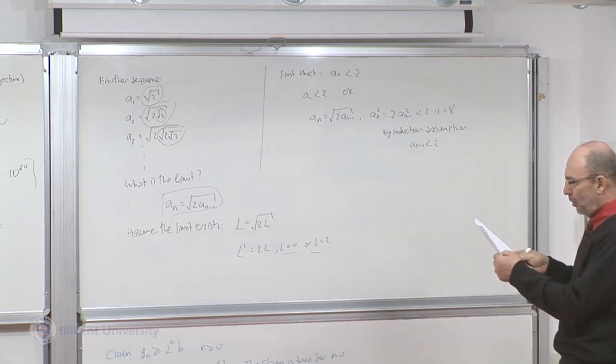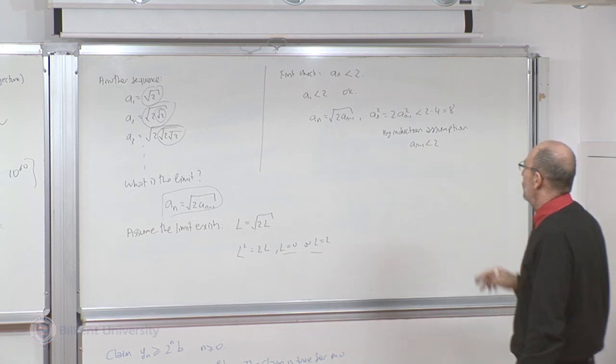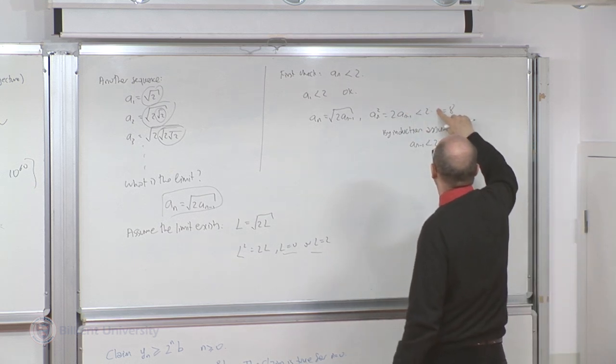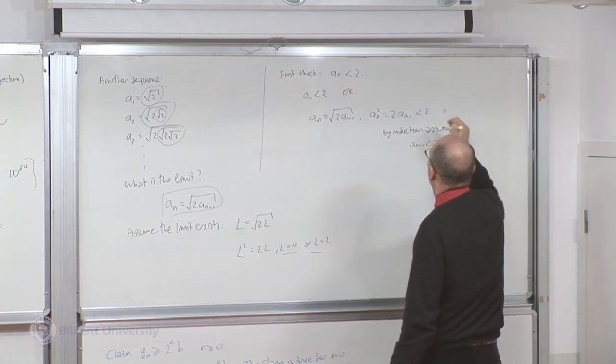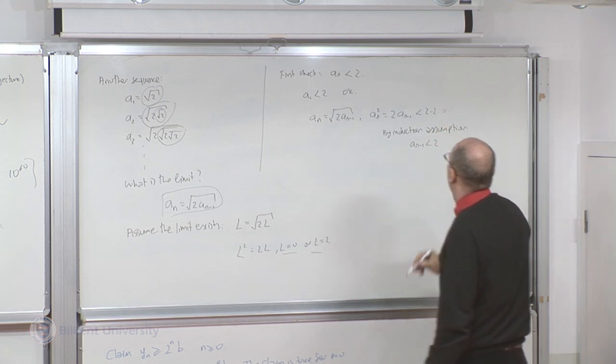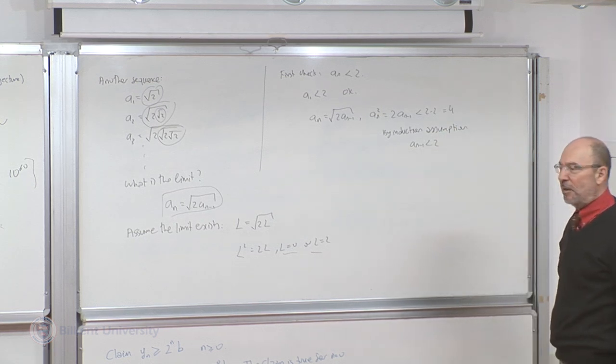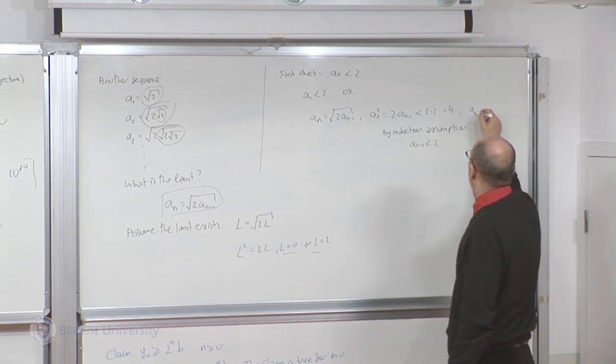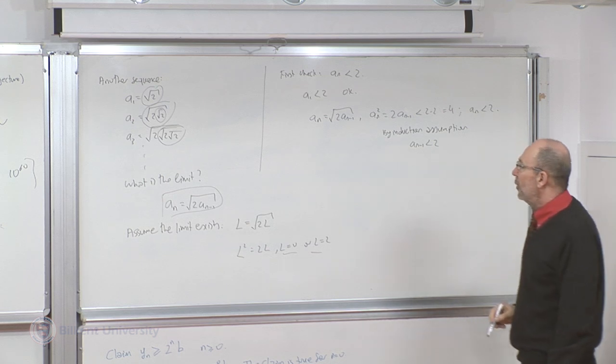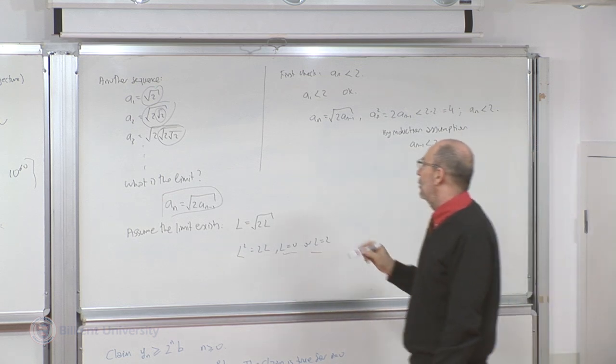So what did I get here? No, not square. Yes, you're right. So this is 4. a_n squared is strictly less than 4. So a_n is strictly less than 2. So we proved this by induction.